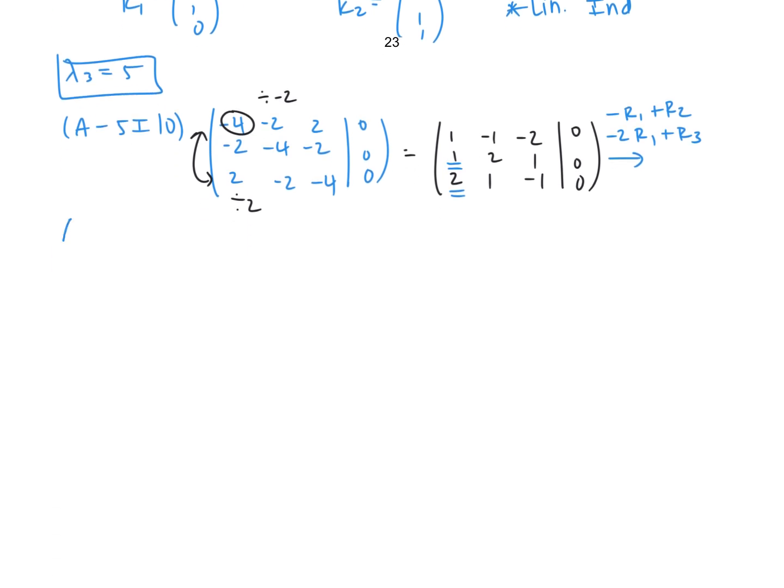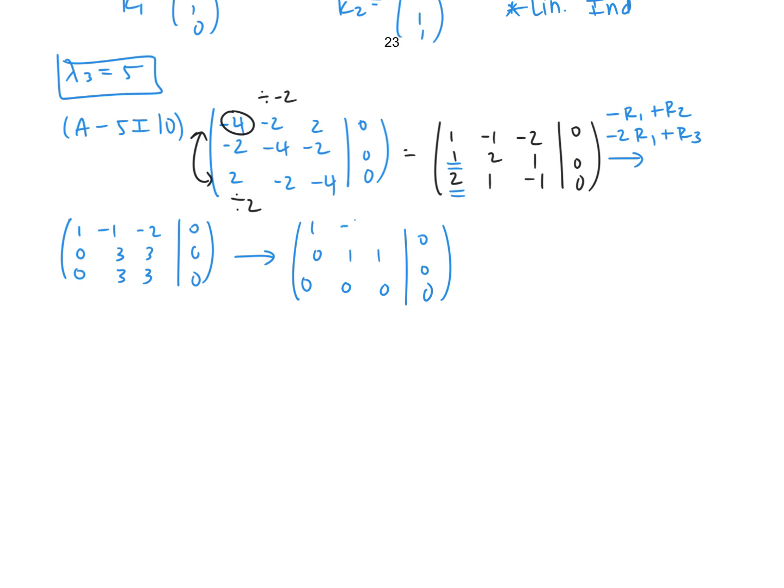So where that leads me to then is I get 1, -1, -2, so that stays the same. And then the second row becomes 0, 3, 3. Third row becomes 0, 3, 3. So we should be able to see then I can get zeros in the last row. That second row I'm going to divide by 3 to give myself 0, 1, 1.